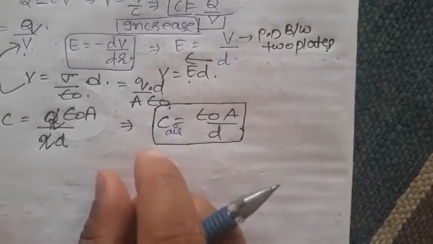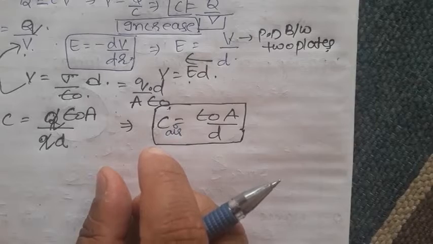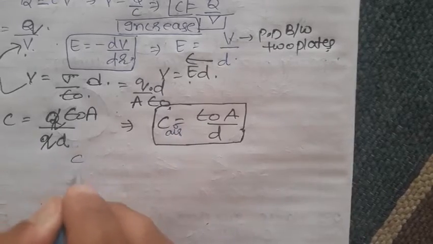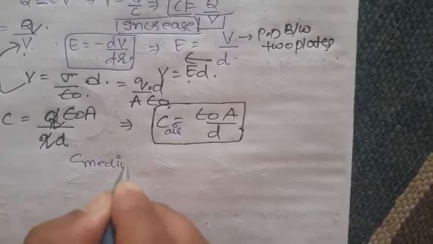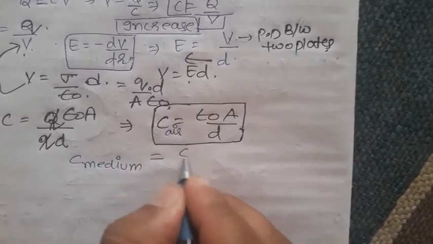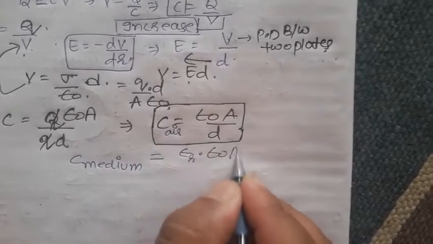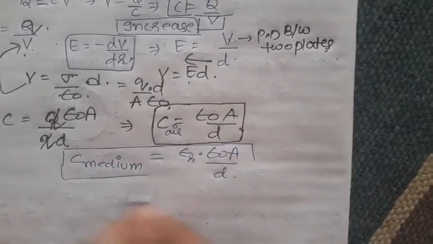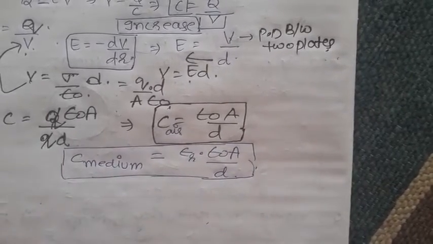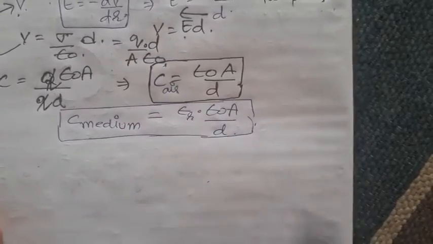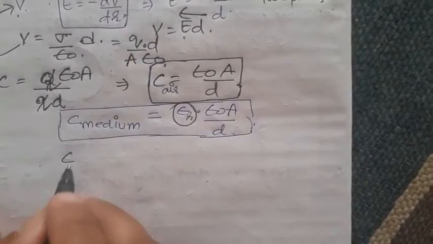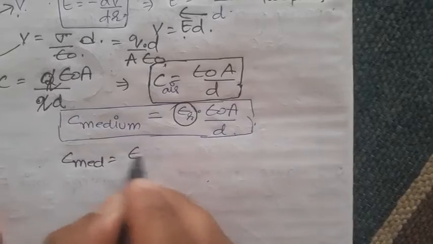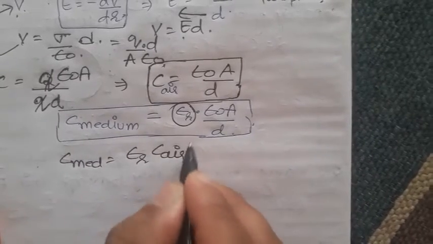But if you have some medium, in that case the capacity in medium will be multiplied by epsilon r, so C equals epsilon r epsilon naught A by d, and the formula will be this. And what is this epsilon r? It is called the dielectric constant. It means capacity in medium is equal to epsilon r times capacity in air.